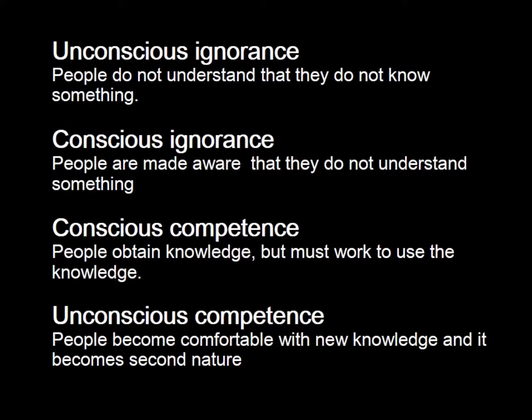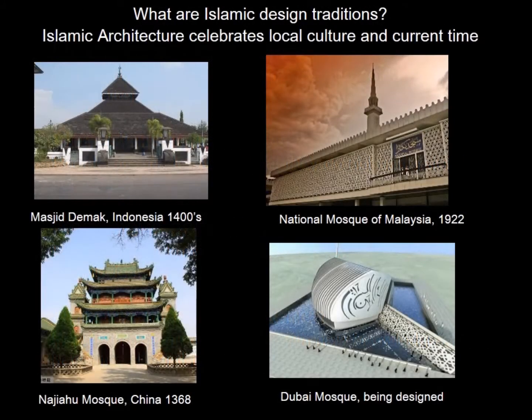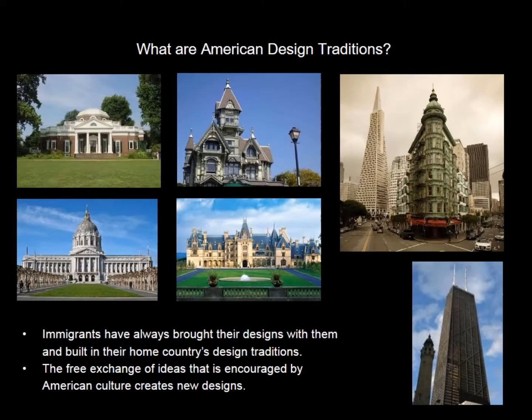First we wanted to start talking about what are the design traditions of Islam. Now, this one shows different Islamic mosques all over the world, and you see Islam builds in the here and the now. They take indigenous designs and they use those to build their mosques. This is very different from American architecture, which the immigrants tend to bring their designs with them over to the U.S., and then in the great mosh pit of ideas that is America, new ideas are formed through the banging together of all these situations.